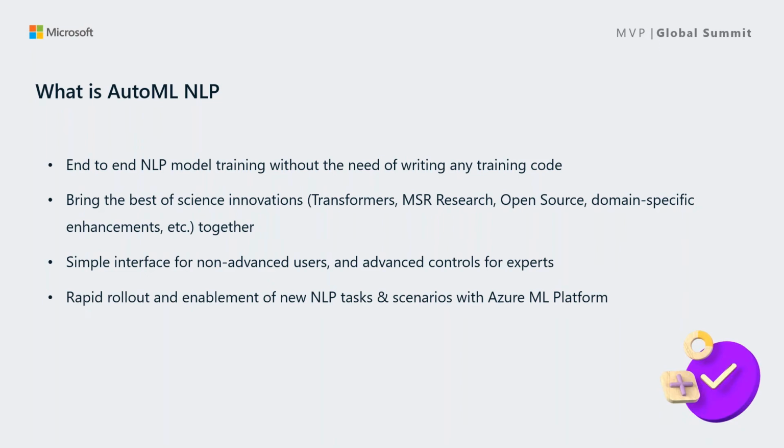In order for you to use AutoML NLP, we have a very simple interface for the non-advanced user, and we also give advanced controls for those who are looking for more control over the model, like setting up more configuration and constraints. Now we're supporting the Python SDK and also the UI for you to submit an AutoML NLP job. I'm going to show you later in the slides.